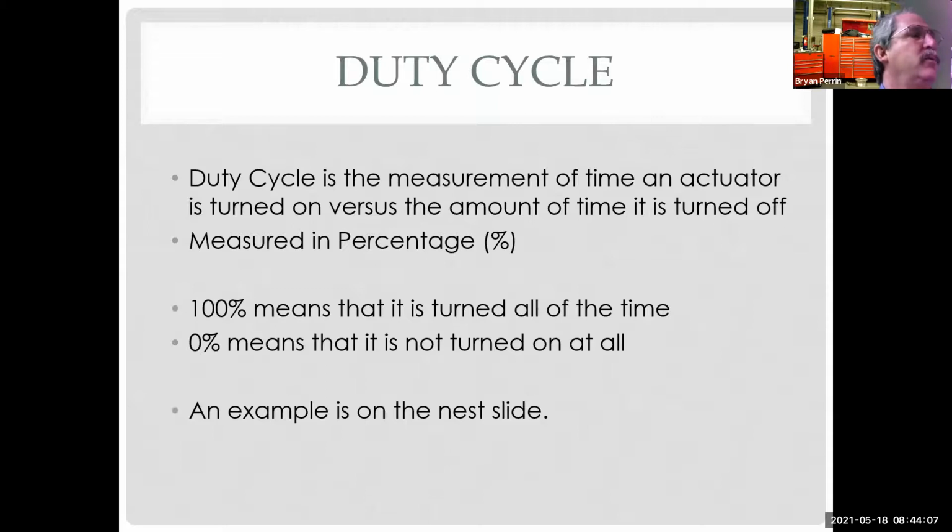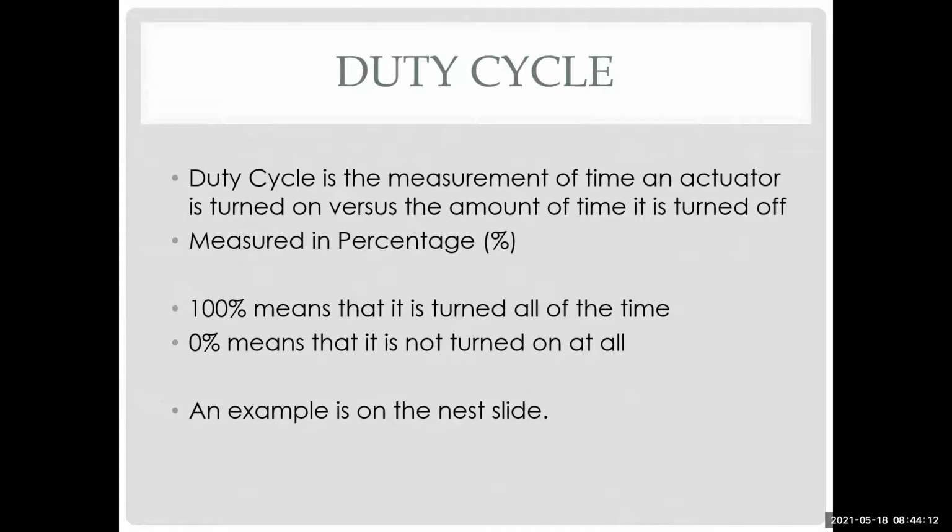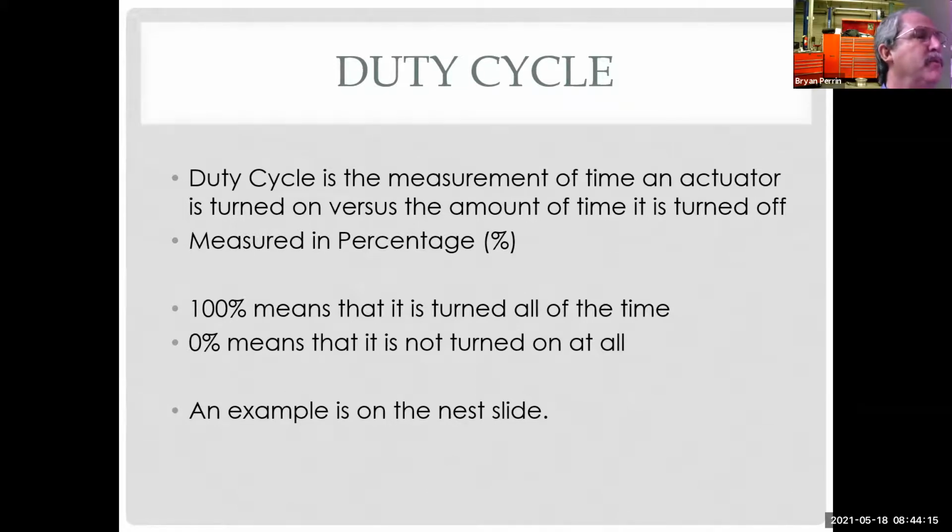So duty cycle. Duty cycle is a measurement of on time of an actuator versus the amount of time it is turned off, and it's measured in percentage. So 100% means that it's turned on all the time, and 0% means it's not turned on at all. Normally we'll never see 100%. Although in some systems you may see 0, in many systems we see about 5%, even when we don't want anything to happen, which is especially true of variable valve timing and some other systems.